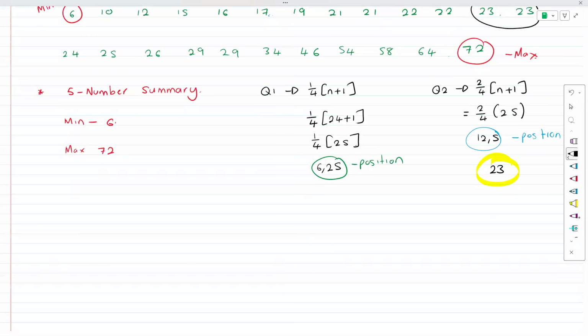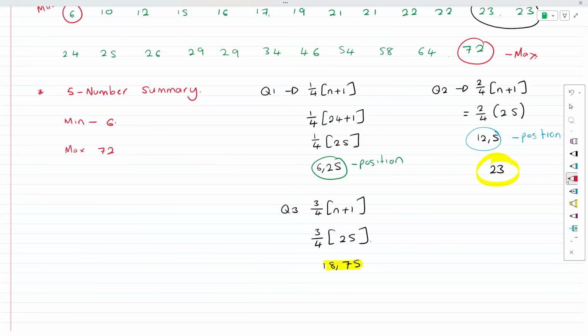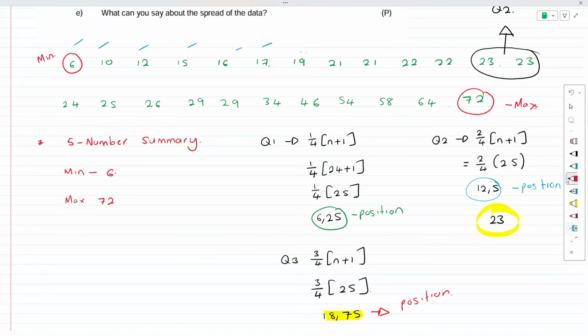Let's go with quartile 3. Now, quartile 3 is 3 over 4, n plus 1. 3 over 4 into the total, which is 24 plus 1 is 25, and this should be 18.75. Please understand, this is not the answer. This is the position. Let's go to 18.75, and we can round off, guys, because it's not exactly in the center. So 1, 2, 3, 4, 5, 6, 7, 8, 9, 10, 11, 12, 13, 14, 15, 16, 17, 18.